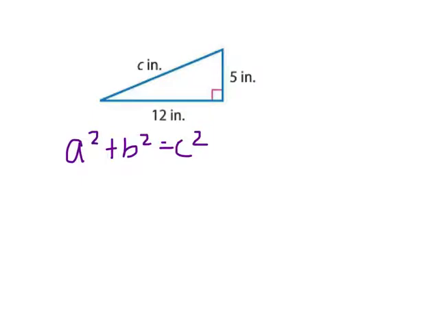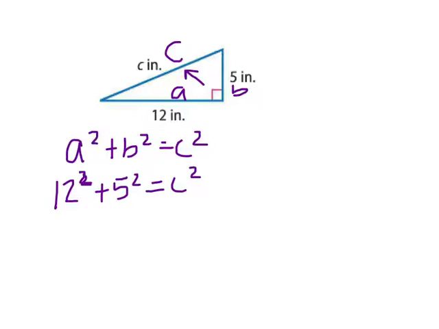This is a right triangle and we're looking for a missing side. This is A and this is B. You can switch A and B, it doesn't matter, but this side is always C because it's the longest side and it's across from the right angle. So we'll plug in for A, 12 squared plus 5 squared equals C squared.